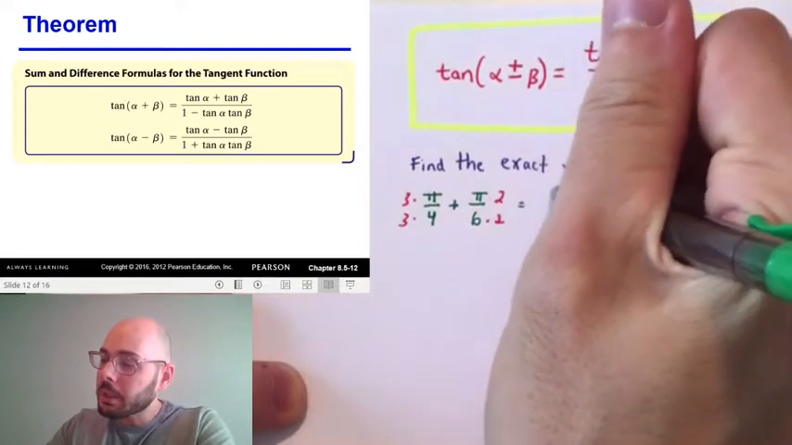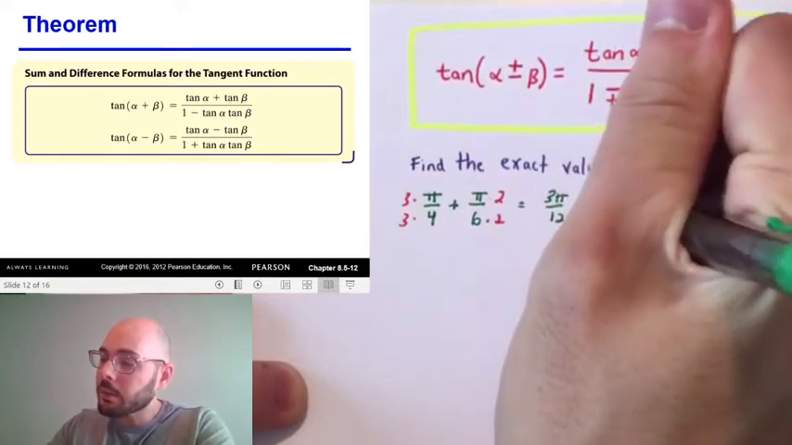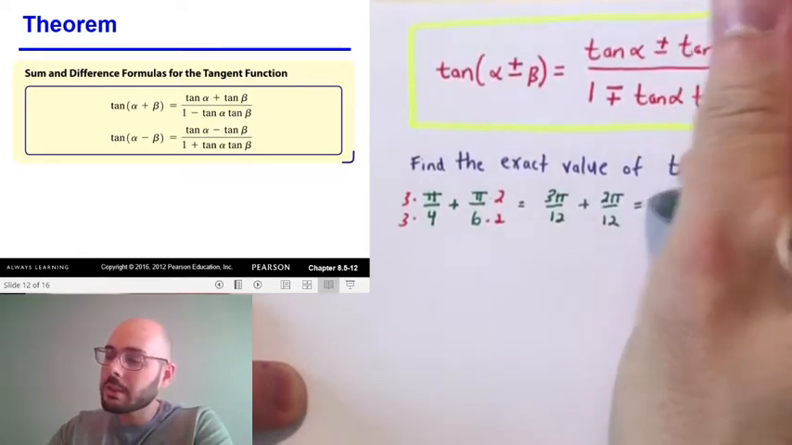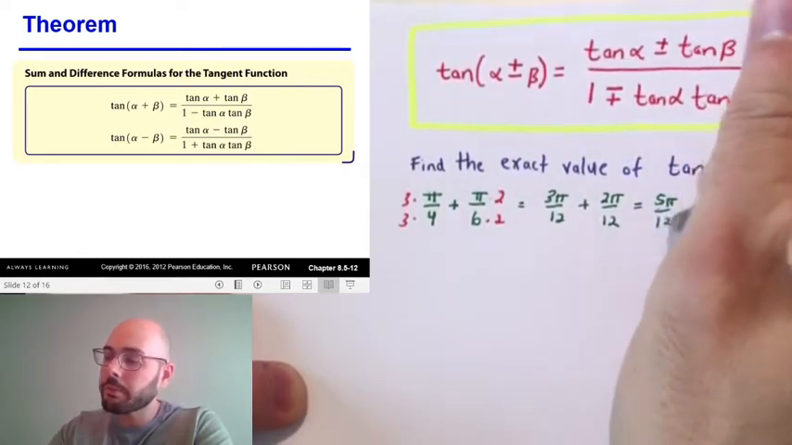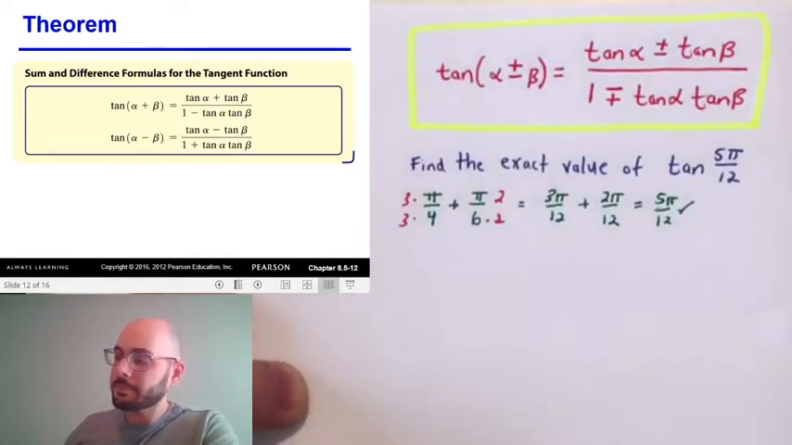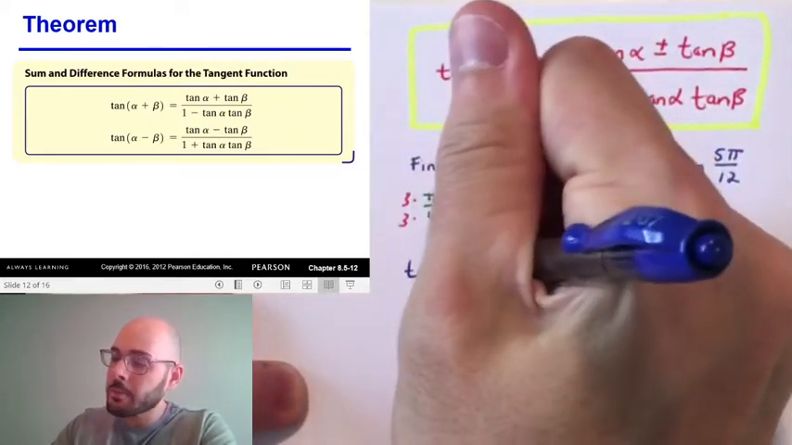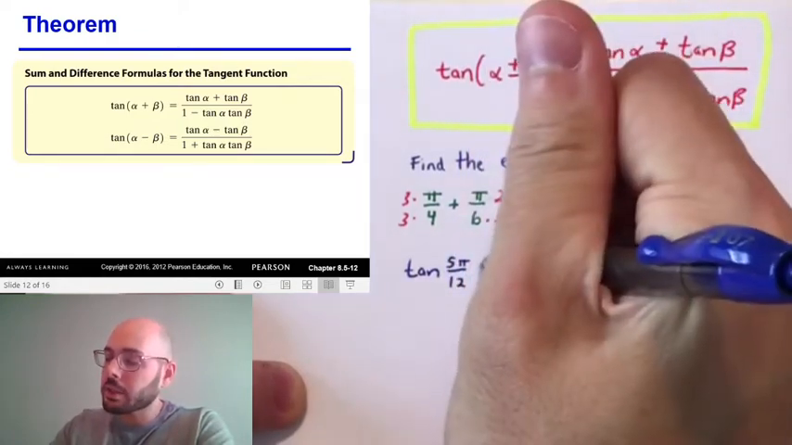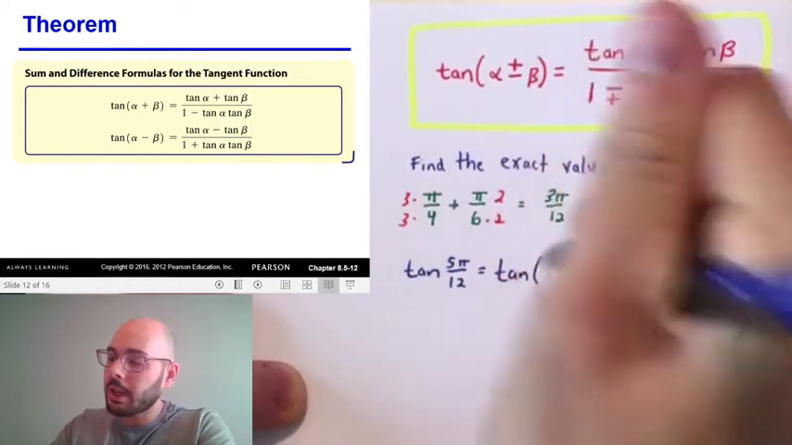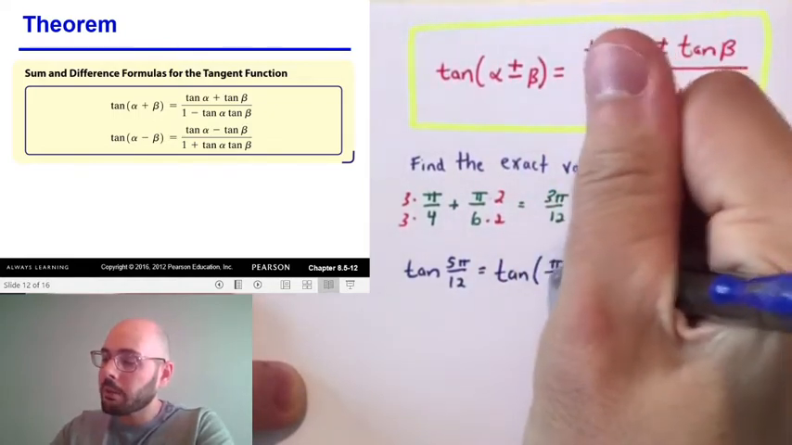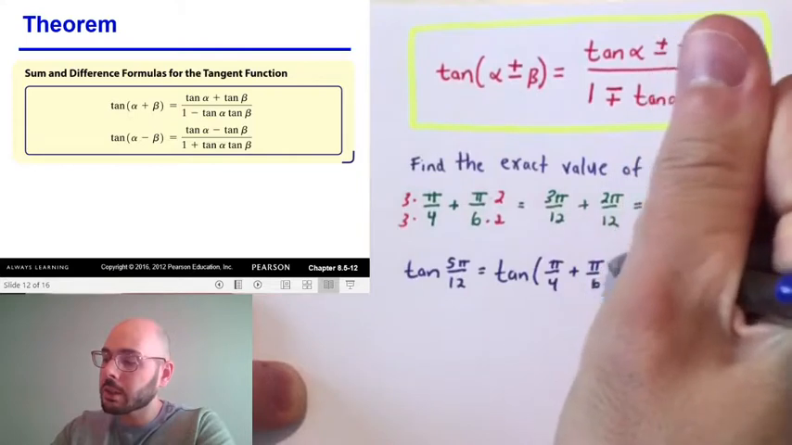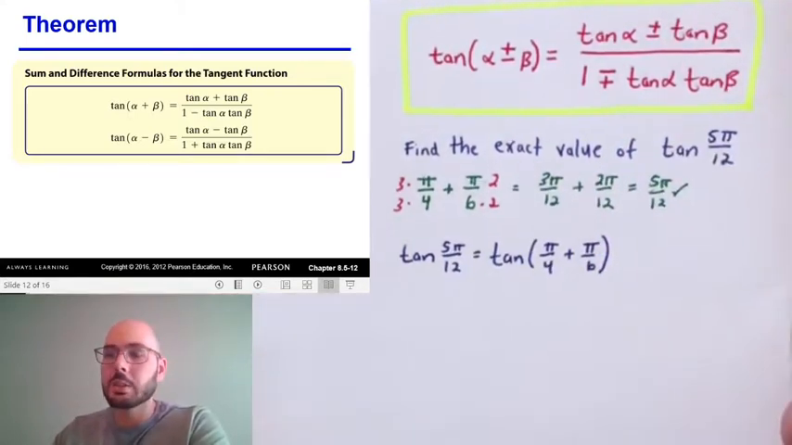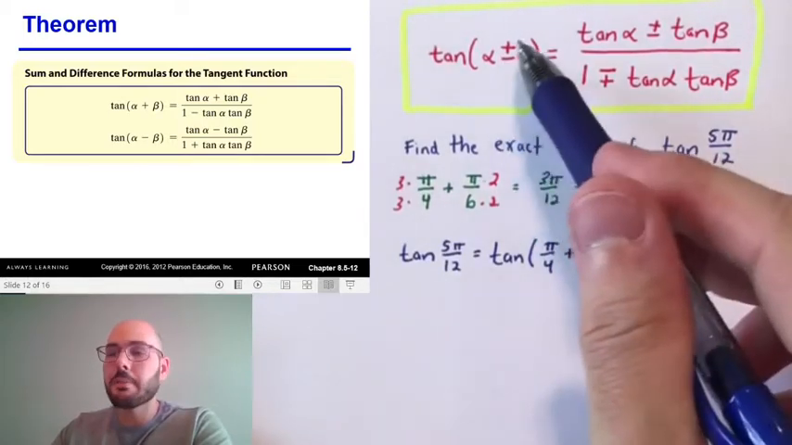So that'll be 3 pi over 12 plus 2 pi over 12, which is the 5 pi over 12 that we need. So what we can do is write tangent of 5 pi over 12 to just be tangent of pi over 4 plus pi over 6. We like those two angles because they're familiar angles for us. So let's go ahead and use our angle sum formula for tangent.